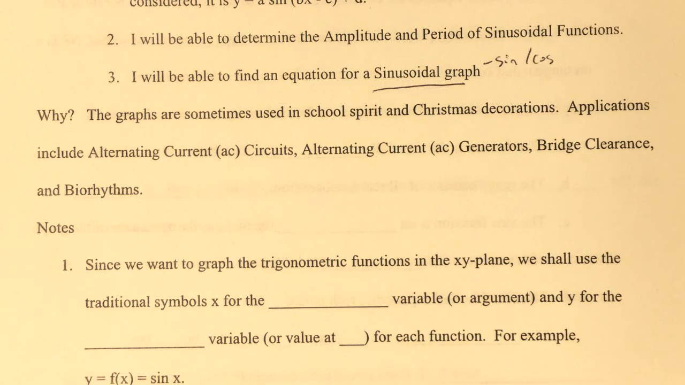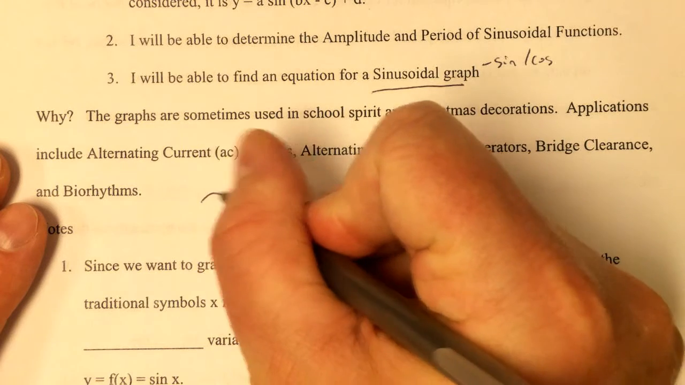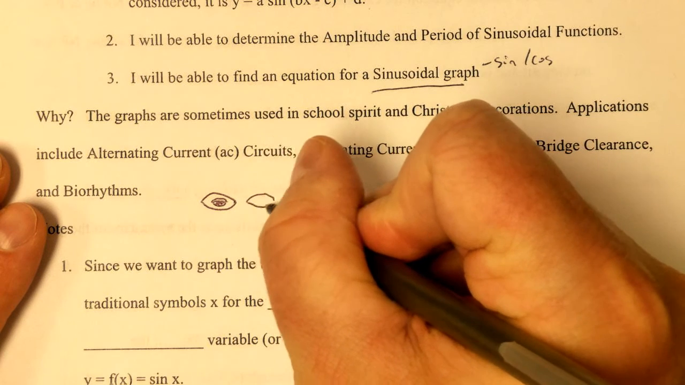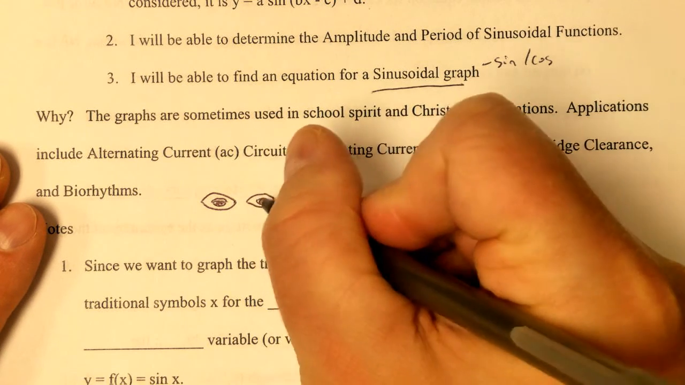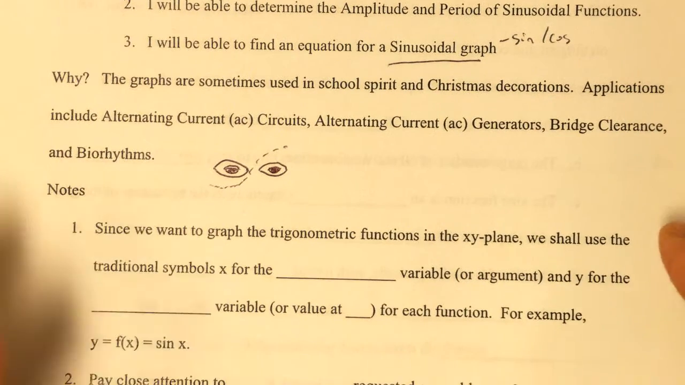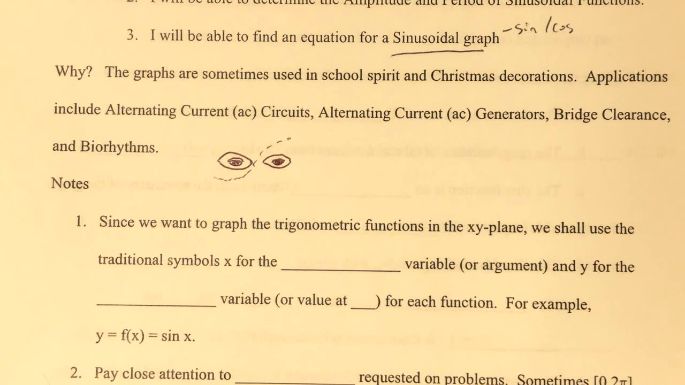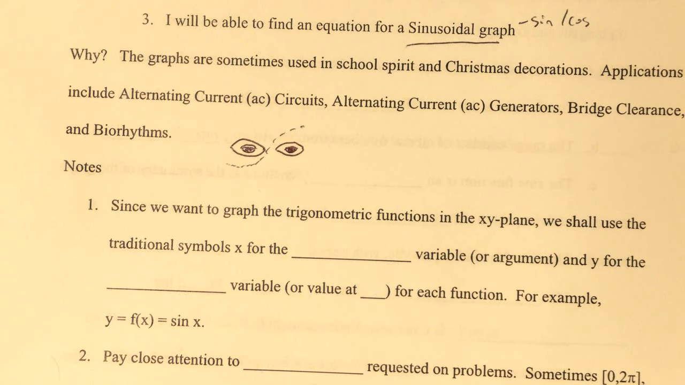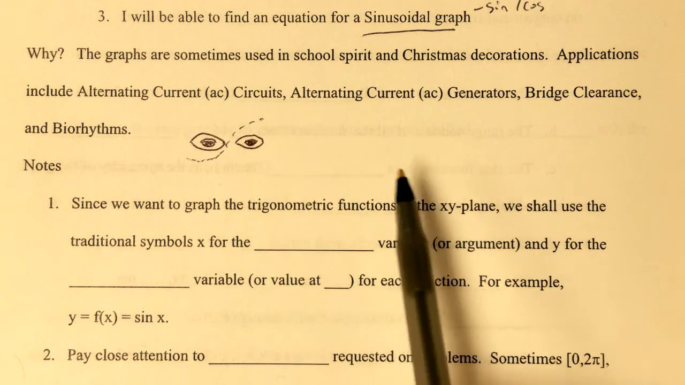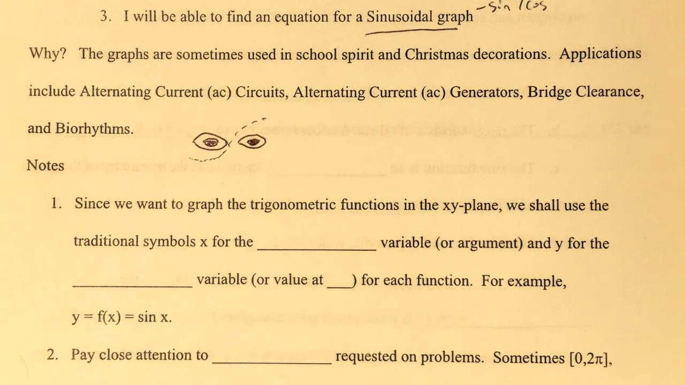So while we're studying this, the graphs are sometimes used in school spirit and Christmas decorations. Y'all may or may not already know this, cheerleaders, but like, let's just say your eyes, and I know I can't draw great, but here we go. What y'all do sometimes in football season is you put a little decoration like that. And so that's like half of a sine graph or half of a cosine graph. Okay? Yeah, without even knowing. Right. So other applications and word problems are about AC circuits and generators, bridge clearance, and biorhythms.